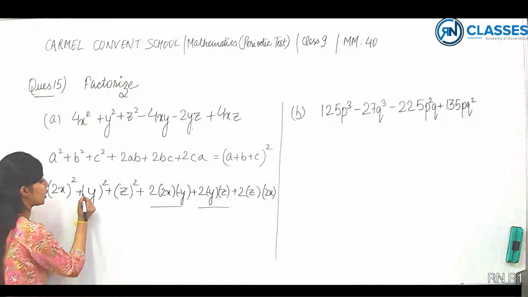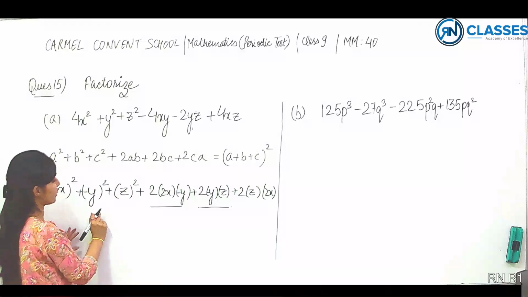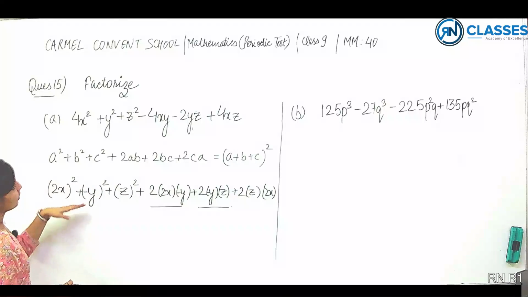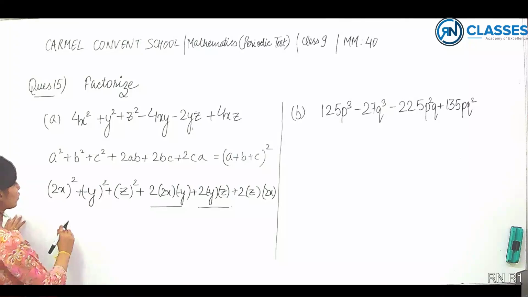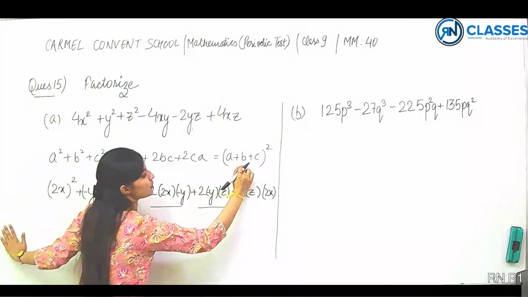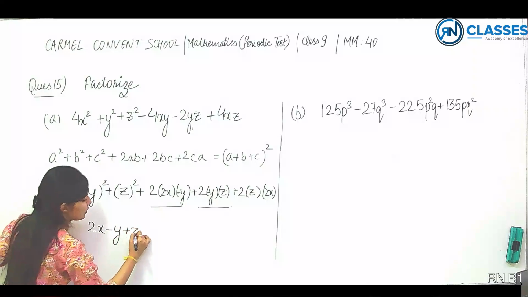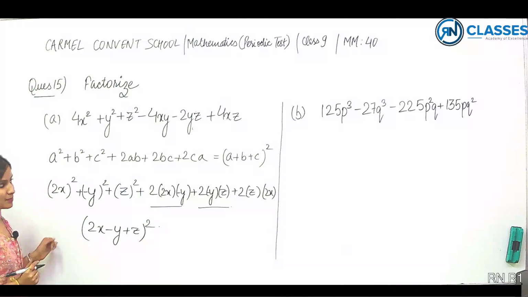अगर यहाँ पे लगाया तो यहाँ पे भी लगाना पड़ेगा. But here it will make no difference. क्यों? क्योंकि स्क्वायर है, it will balance out. So this is similar to this. Now this is equal to a plus b plus c का होल स्क्वायर, that is 2x minus y plus z का होल स्क्वायर. So these are the factors.